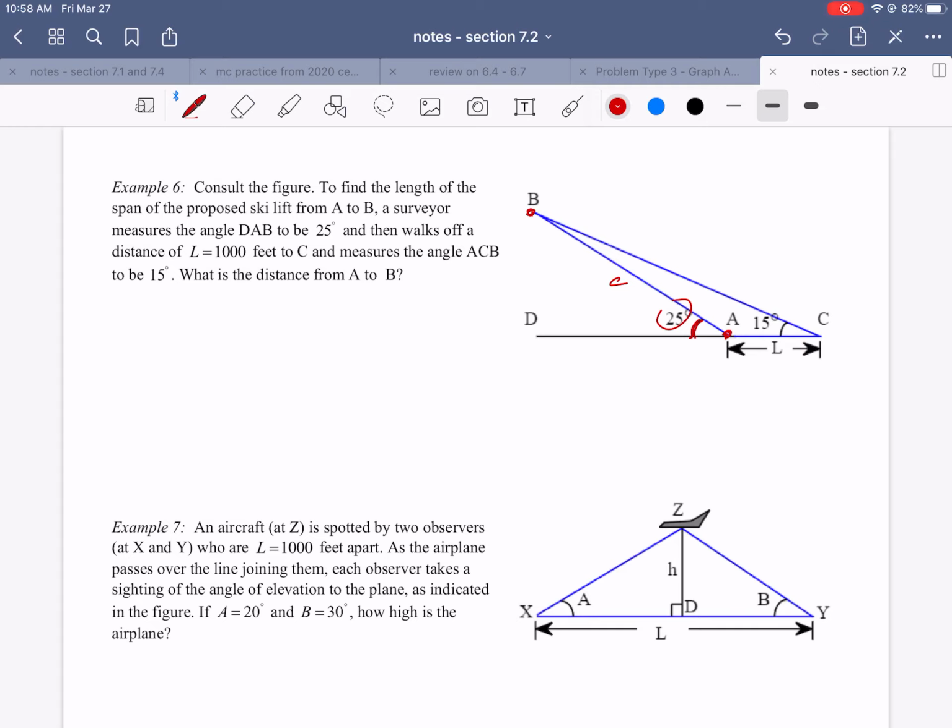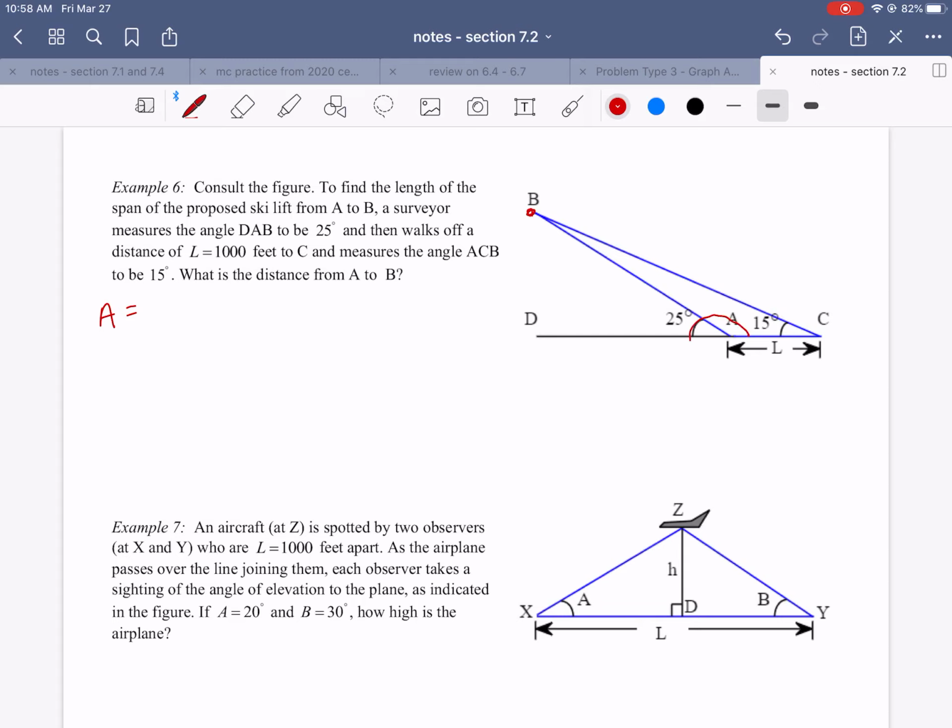Okay, well, there's a couple of things that we can do here. The first thing is we can find angle capital A right here, because I know that this entire thing, let me actually erase this so I can start from scratch. I know that this is going to equal 180.